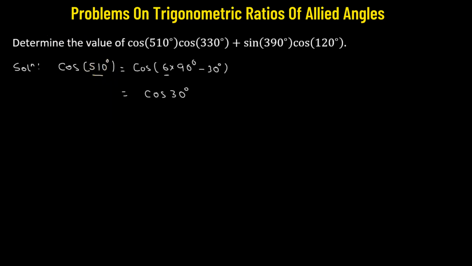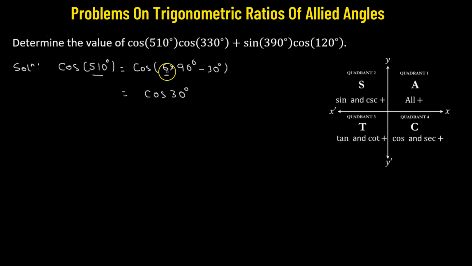So let's go to a quadrant system. We have to go to the sixth quadrant. 6 times 90 means we have to be in the sixth quadrant. We will start with quadrant 1: 1, 2, 3, 4, 5, 6. So actually the sixth quadrant is quadrant number 2.